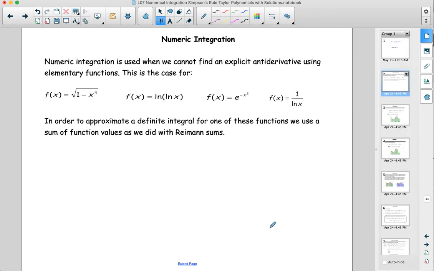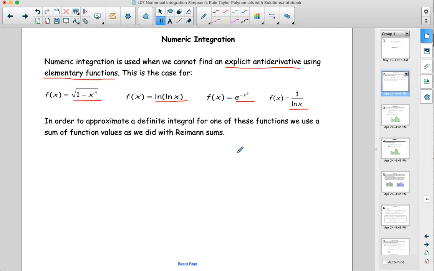All right. I mentioned earlier that you can take the derivative of every function, but you cannot find an antiderivative or integrate every function. So there are functions that exist that do not have explicit antiderivatives. You can't come up with a formula for it. The square root of 1 minus x to the fourth, the ln of x, e to the negative x squared, and 1 over ln of x. None of these have explicit antiderivative formulas using what we would call elementary functions.